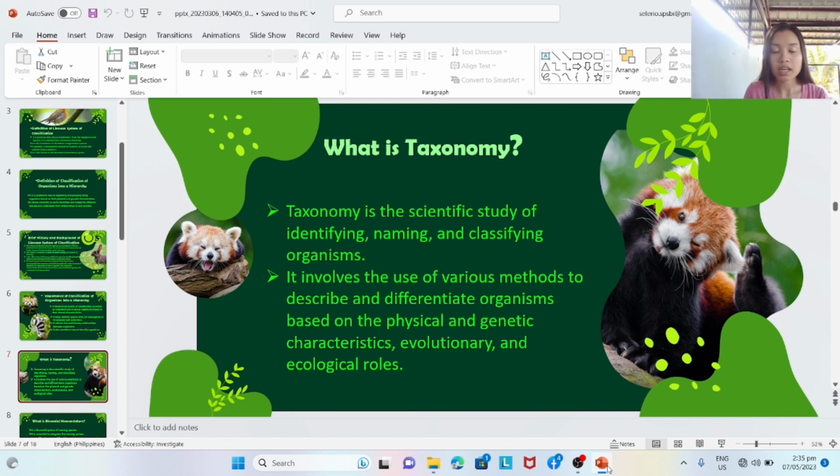Next is, what is taxonomy? Taxonomy is the scientific study of identifying, naming, and classifying organisms. It involves the use of various methods to describe and differentiate organisms based on physical and genetic characteristics, evolutionary and ecological roles. Taxonomy plays a fundamental role in helping us understand and study the diversity of life on Earth, providing a framework for classifying, naming, and identifying organisms as well as ensuring their evolutionary relationships.